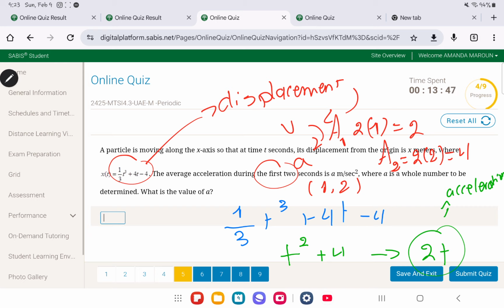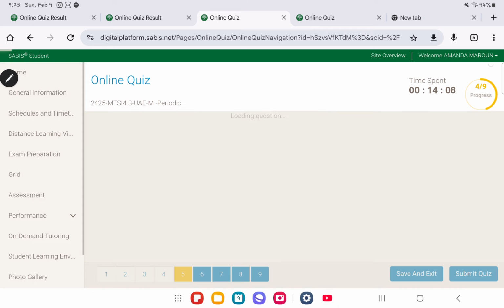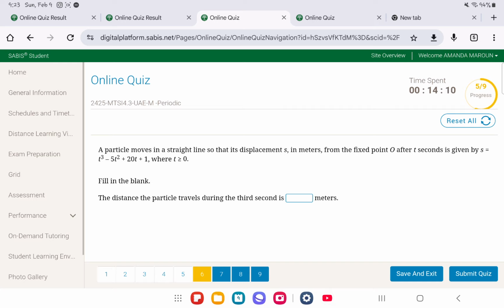And then again, we're going to do acceleration minus acceleration over time minus time. So let's say we did 4 minus 2 over 2 minus 1. If you put it on the calculator, you are going to get an answer of 2. So the value of a, which is the average acceleration, is going to be 2. We move on to question number 6.